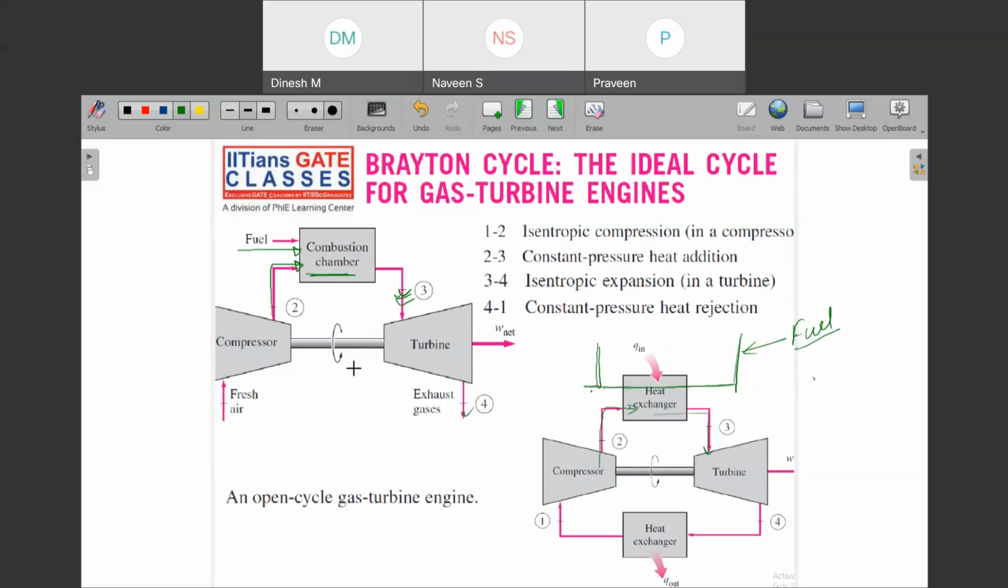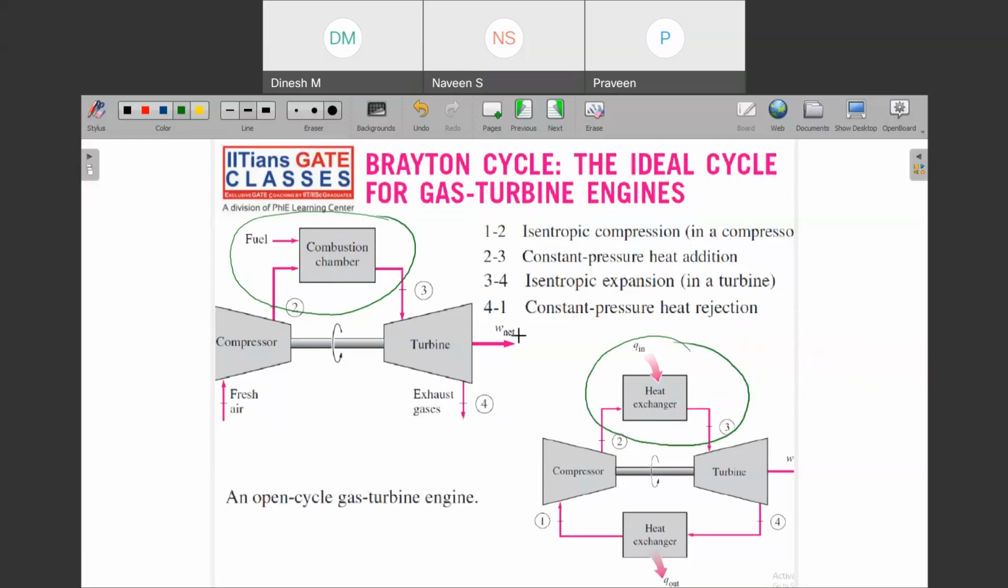So can you see the basic difference between the open cycle gas turbine and the closed cycle gas turbine is that here you have a combustion chamber and here we have a heat exchanger. So one basic question is what is the difference between these two? They can ask you that in a closed cycle gas turbine, the combustion chamber is replaced with what?